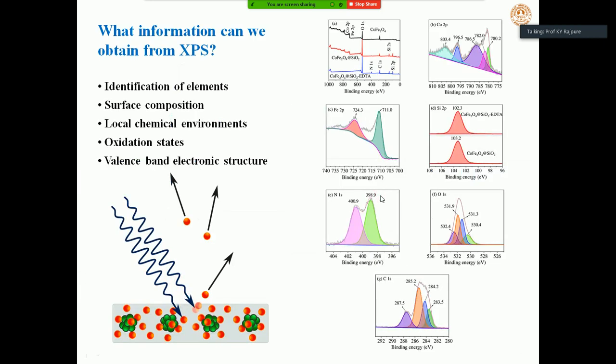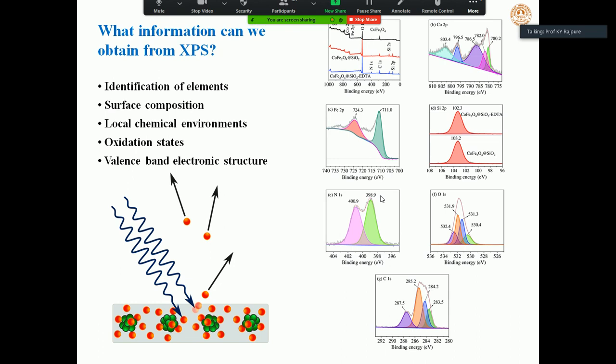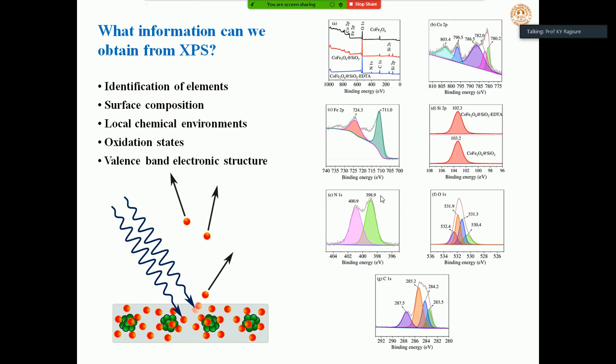So what information do we get from X-ray photoelectron spectroscopy? I have shown a few colorful diagrams on the slides. With the help of these very complicated and hazy diagrams, you can identify what element is present in your material. You can calculate the surface composition. You can find the local chemical environment around a particular element. You can find out the oxidation state of the material. You can find out the valence band electronic structure of the material.